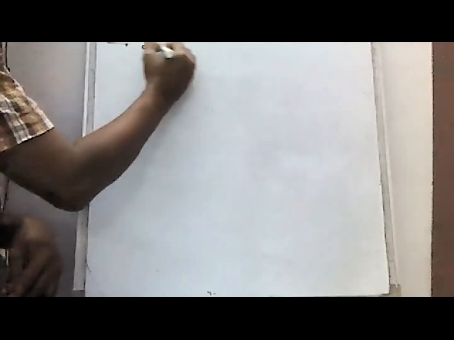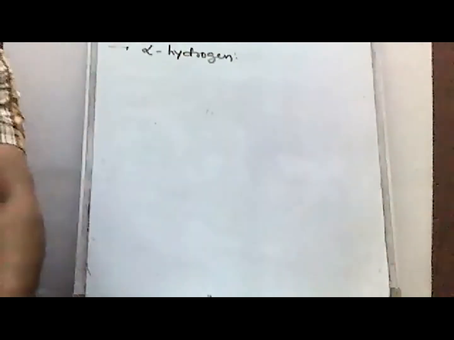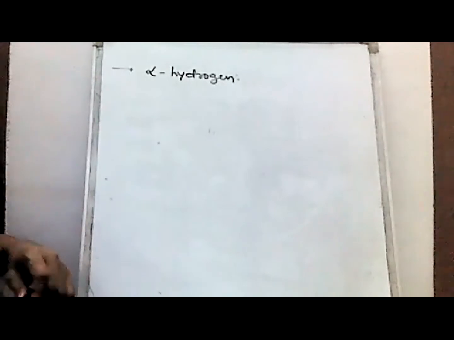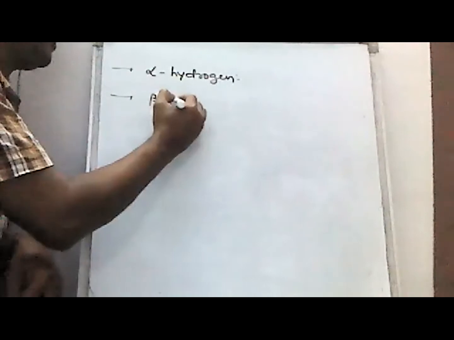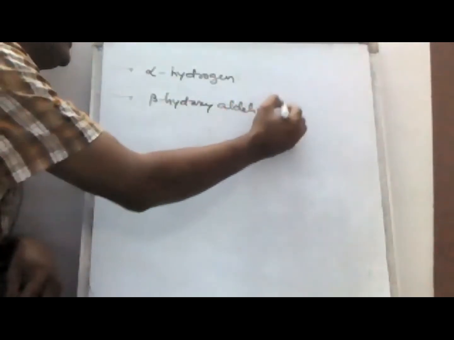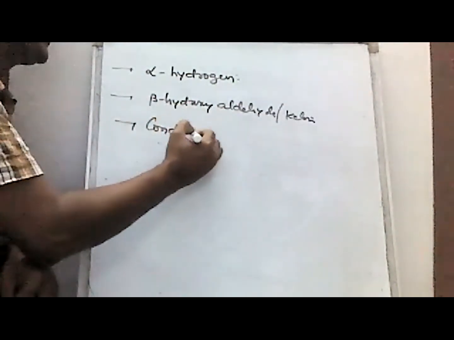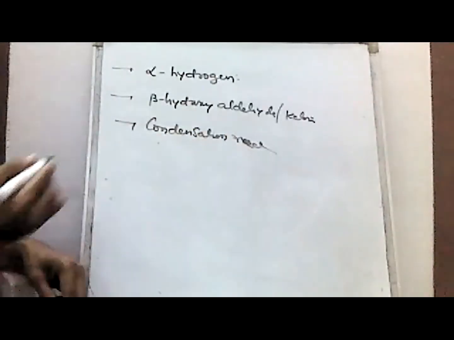Here, a few basic things need to be remembered from the objective point of view. Which aldehydes or ketones will participate? The aldehydes or ketones having alpha hydrogen only will participate in this reaction. Second, they form beta hydroxy aldehydes or ketones. Then, this is a condensation reaction, aldol condensation, right?